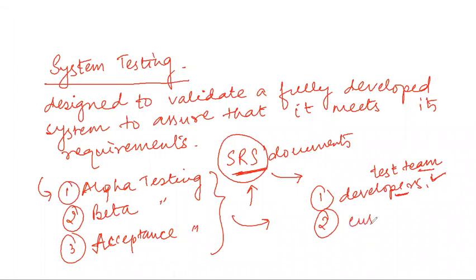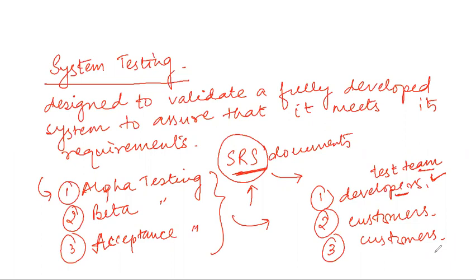Here, customers come into being, but the vast customers won't come. A selected group of friendly customers will come and they will do the beta testing. Okay, and this acceptance testing is also done by the customers, but a larger group of customers, and it is performed to determine whether the delivery of the system can be accepted or not.